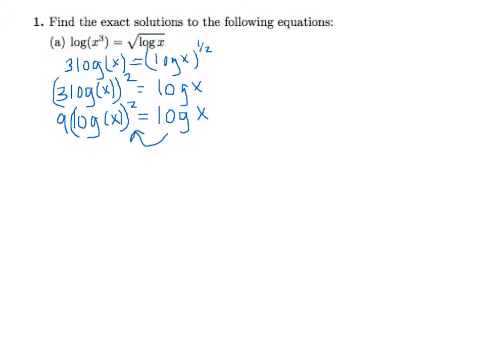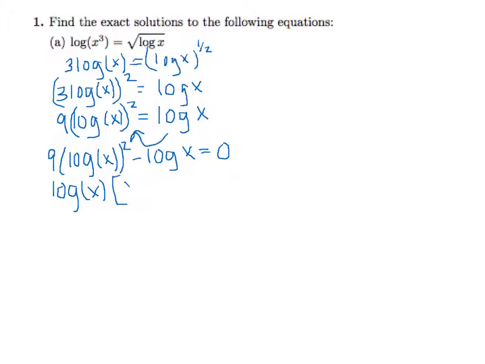So we're going to subtract. We have 9 of log of x squared minus log of x equals 0. Since both of these terms have a log of x, we're going to pull out 1 from each. So we're left with 9 log of x from the first term, and then minus 1 from the second. That all equals 0. Now, since we have multiplication on the left side and both of these terms multiply together equals 0, we can set each one equal to 0.